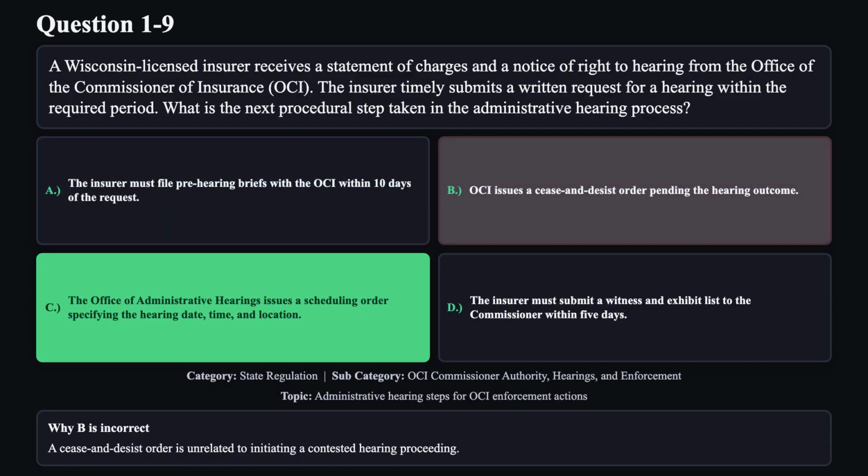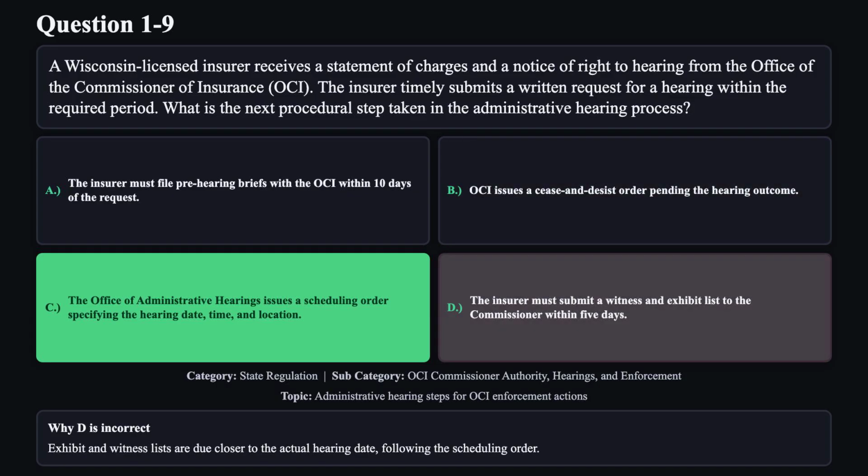Reason B is not correct. A cease and desist order is unrelated to initiating a contested hearing proceeding. Reason D is not correct. Exhibit and witness lists are due closer to the actual hearing date, following the scheduling order.